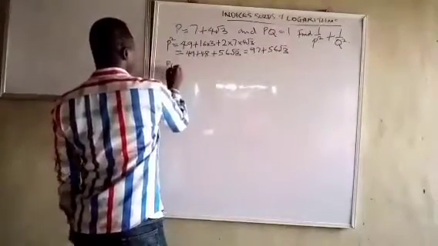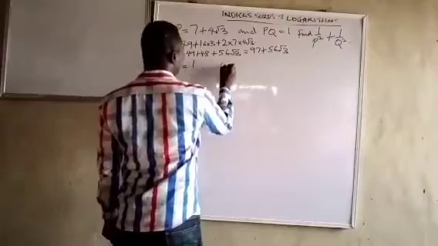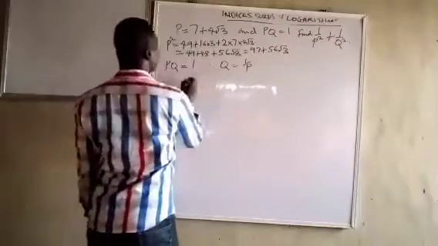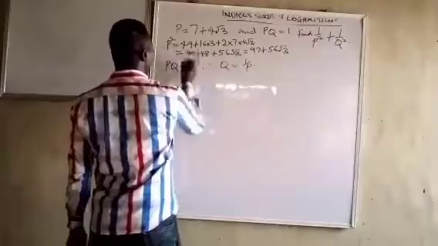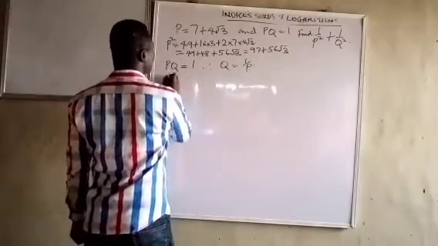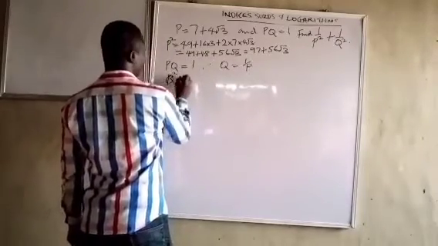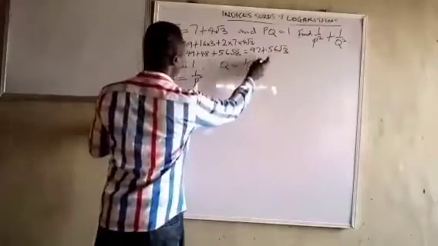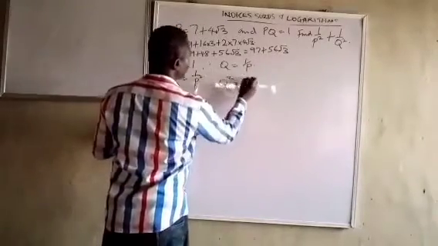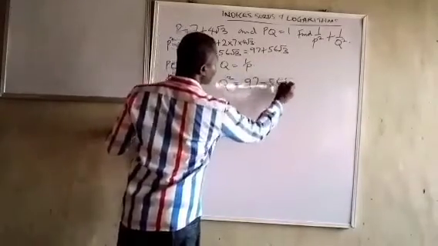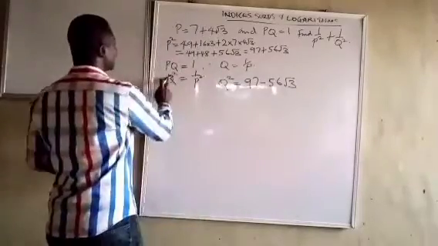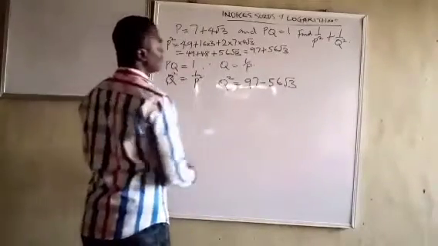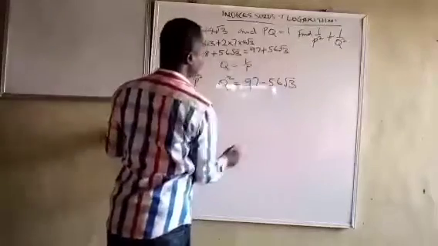And from this, we see that PQ is equal to 1. Therefore, Q equals 1 over P. From our explanation before, we realize that Q squared will be equal to 1 over P squared. Then from here, we can say Q squared will be equal to 97 minus 56 root 3. You have seen that when it is an inverse, all you need to do is just change the sign here.